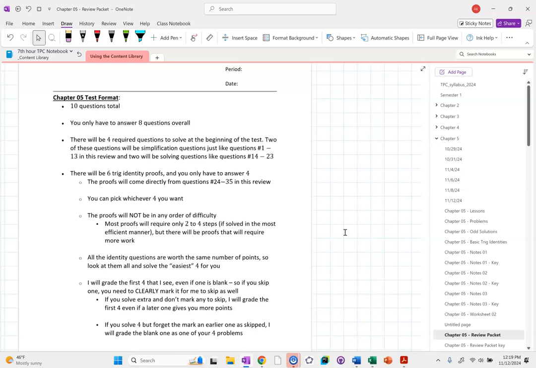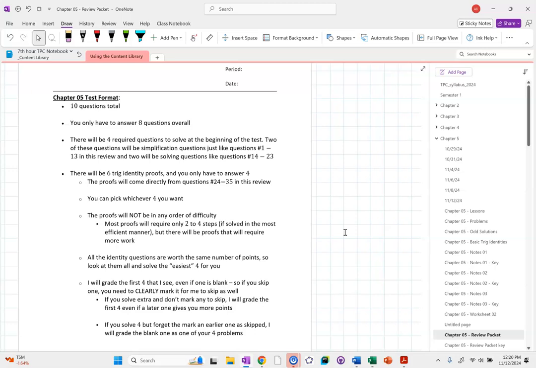Then there'll be 6 trig identities. You get to pick any 4 to do. So you don't have to do all of them. You have some freedom there to avoid the ones where you think, I don't know what to do with this. Like I just throw up my hands at it and be like, whatever, I can't figure this out. So you can avoid a couple. Does that feel okay?